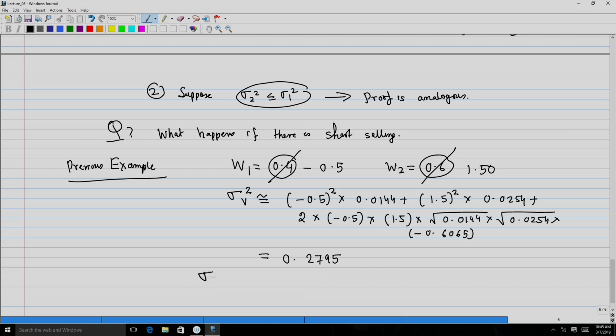And interestingly, in this case sigma v square is greater than sigma 1 square, and sigma v square is greater than sigma 2 square. So, as a result of short selling, the overall risk of the portfolio has increased and has reached a point where it is actually larger than the risks of each of those assets individually.